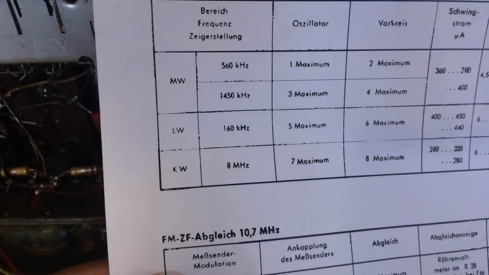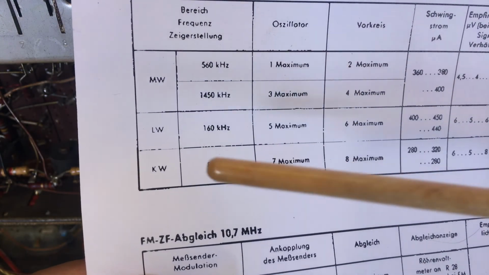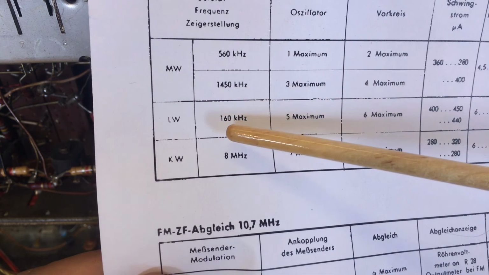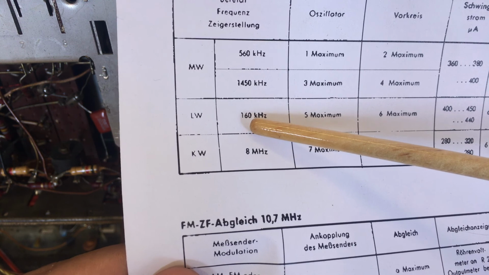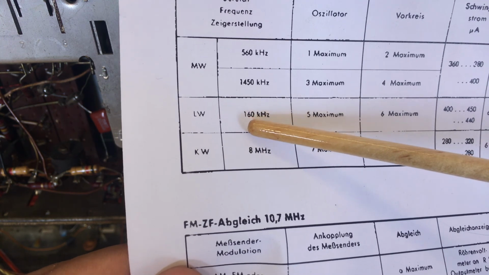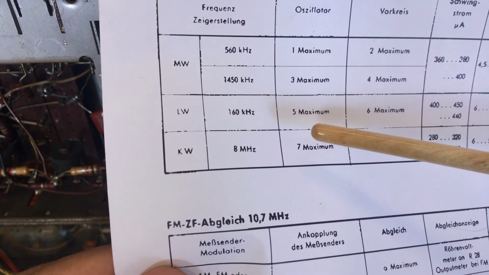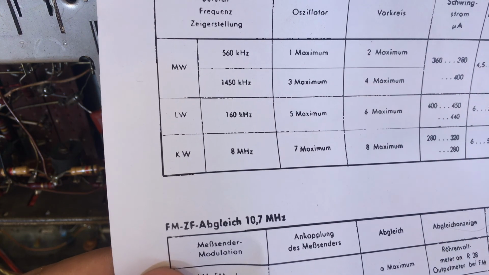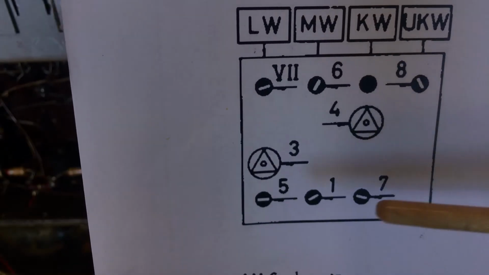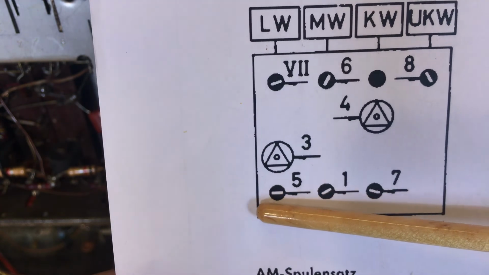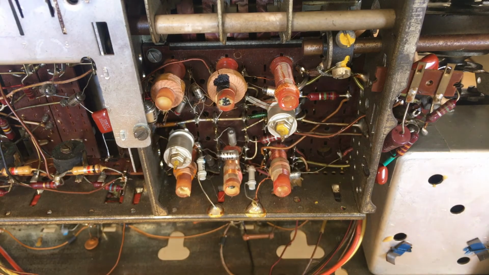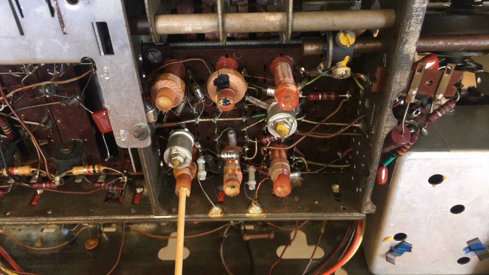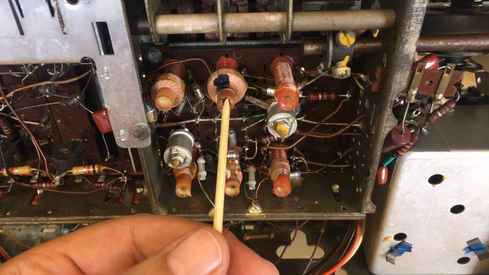Now they tell us to do the long wave. And the long wave is just on the 160 kilohertz position. Select long wave, send a 160 kilohertz signal, modulate it, set the dial to 160, and adjust 5 and 6 for maximum. Now 5 and 6, according to this, is the first one on the left there and the second one there. So it's that one there and that one there.